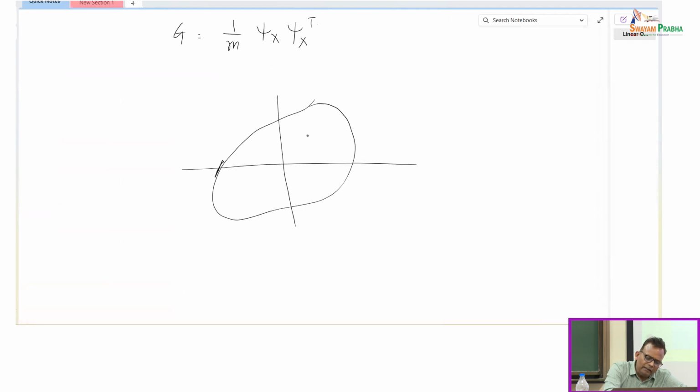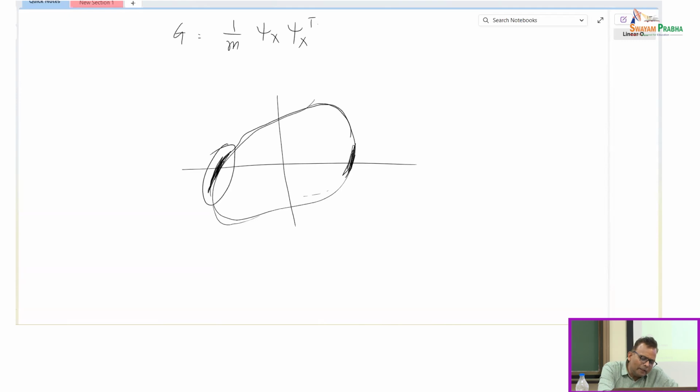In this region of the limit cycle, the system trajectory spends more time. That means the system trajectory actually slows down when it passes through this region. And here it actually becomes very fast. And again, it slows down here. Okay. So what it means is that in different regions of the limit cycle, the system spends different amounts of time.